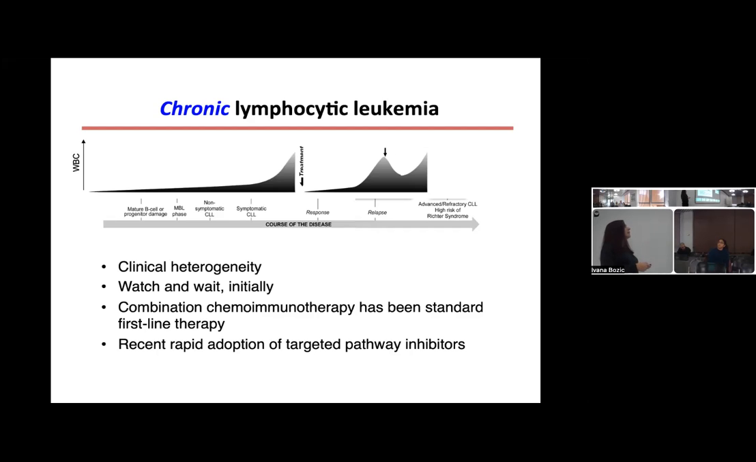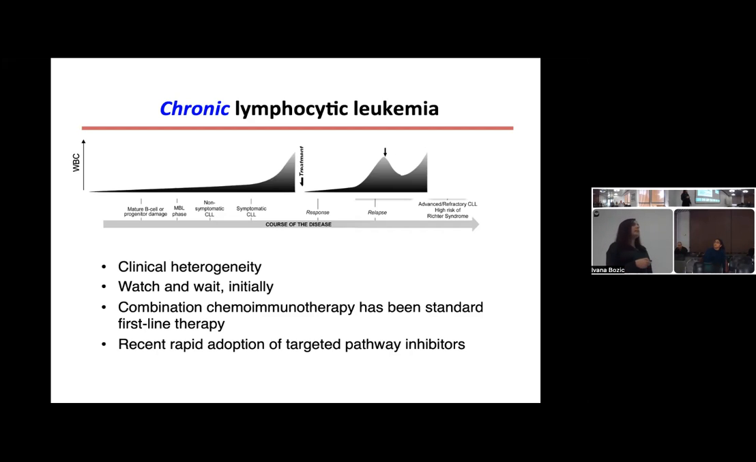So this is a typical progression of CLL over years. It is described by clinical heterogeneity. It can be very aggressive in some patients, but it can also be very indolent in a lot of patients. So initially, what is typically done is called watch and wait. Even though CLL is diagnosed, it would not be treated unless the patients develop symptoms or it starts growing too fast and so on.